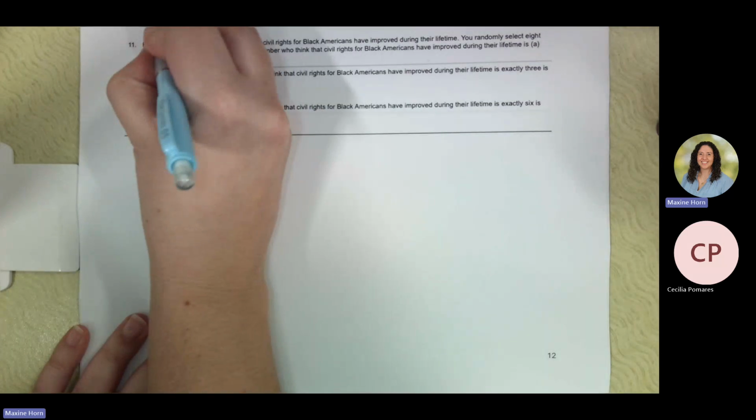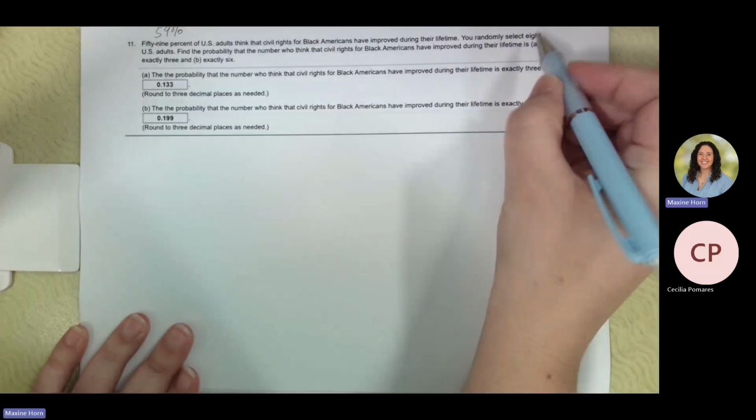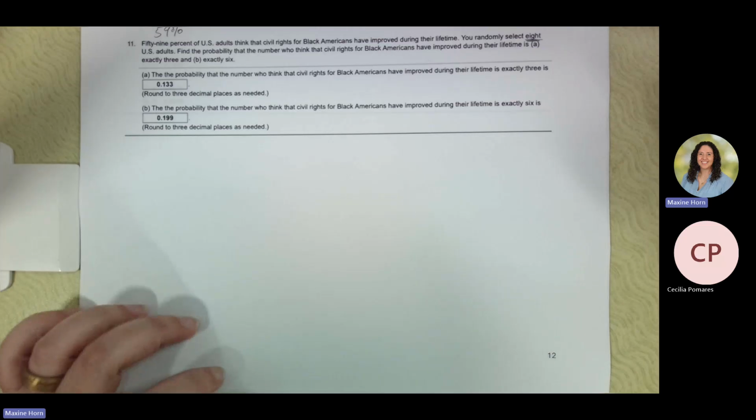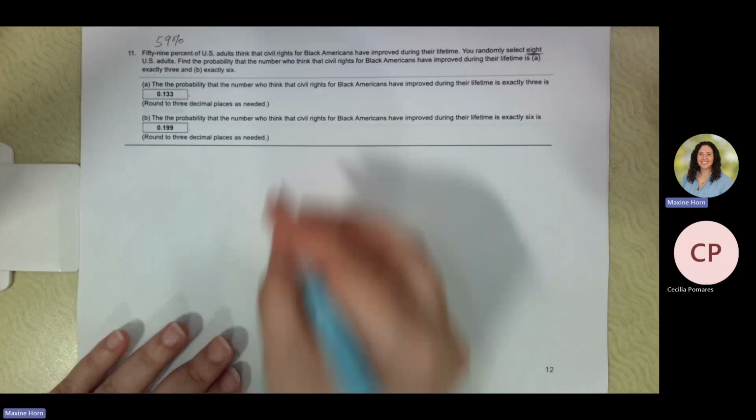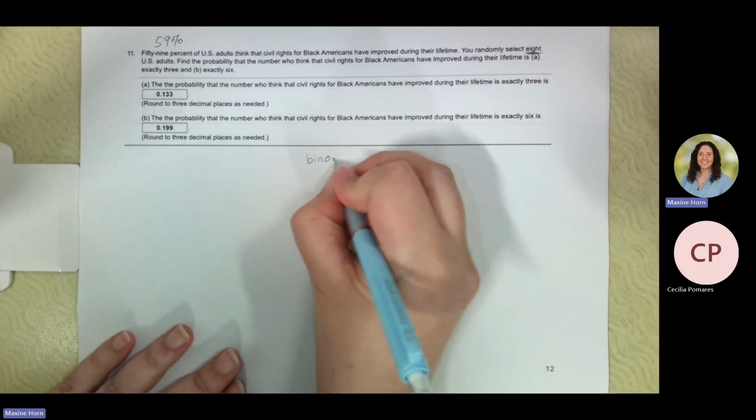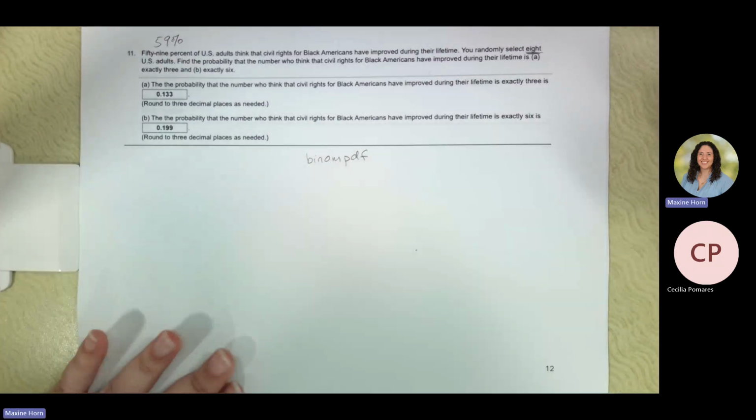Number 11, 59% of US adults think that civil rights for Black Americans have improved during their lifetime. You randomly select 8 US adults, find the probability that the number who think that civil rights for Black Americans have improved during their lifetime is A, exactly 3, and B, exactly 6. Okay, so what are we going to be using here? We are going to be using the binomPDF.